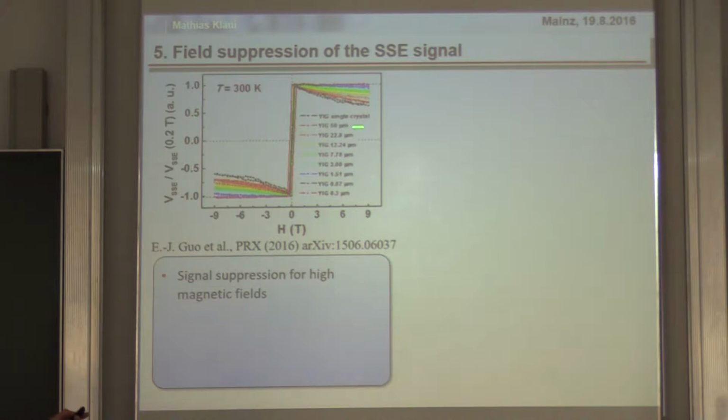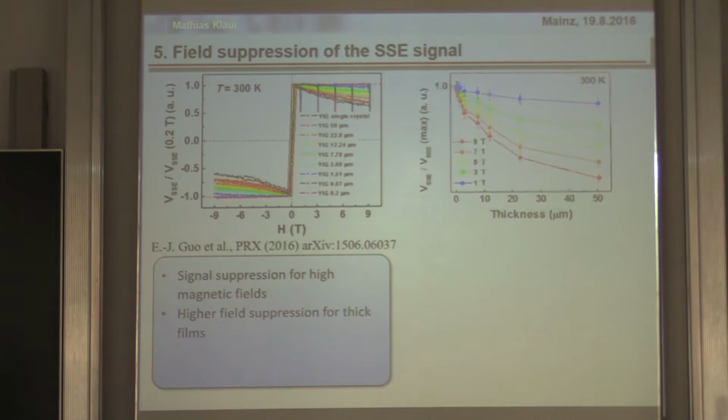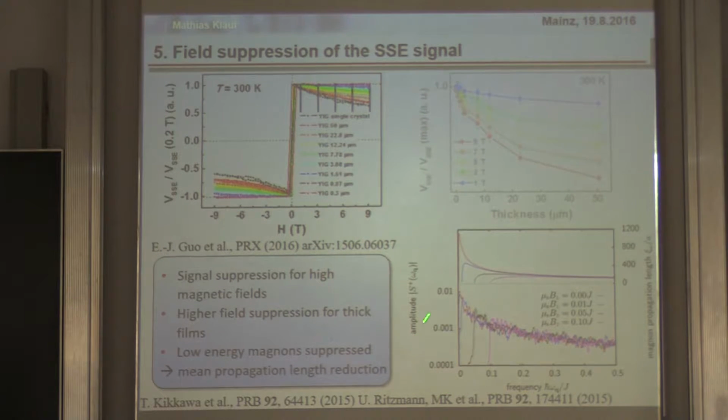But it turns out there's a strong suppression even for 300 Kelvin measurements. And that tells you that the magnons that you freeze out, these low energy, long wavelength magnons, contribute significantly to the measured signal. So it's not all magnons that contribute to the signal the same, but these long wavelength magnons contribute significantly, even though they're only a small fraction of the total number of magnons present at 300 Kelvin.